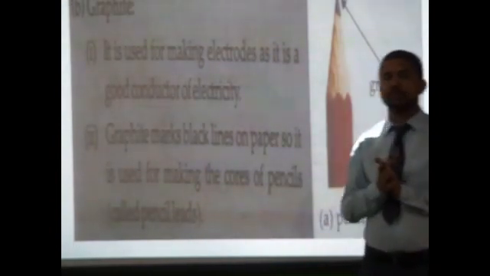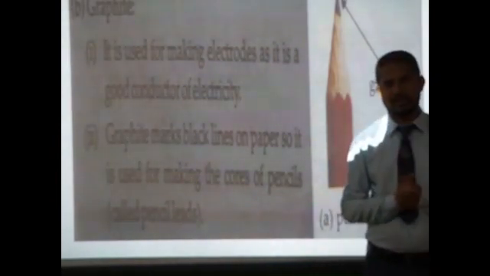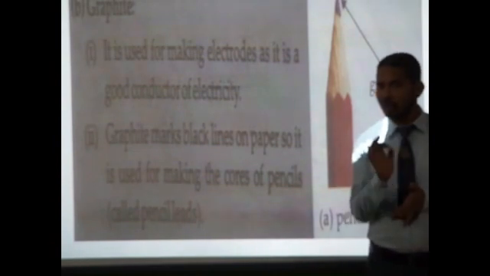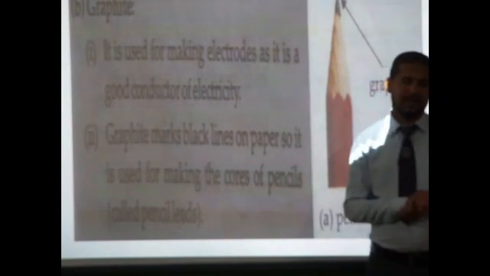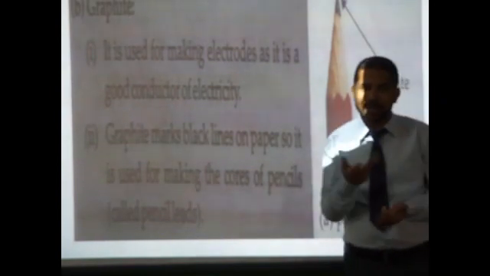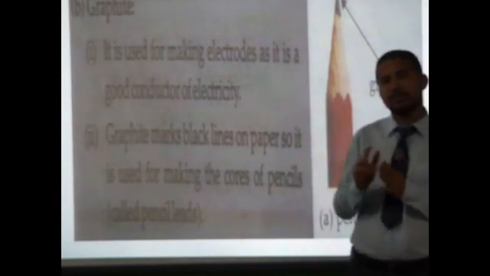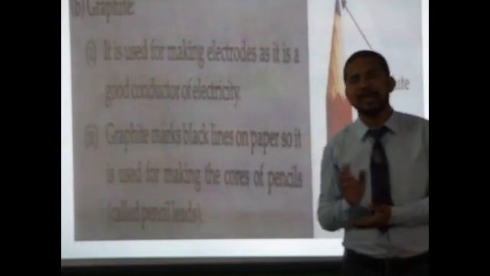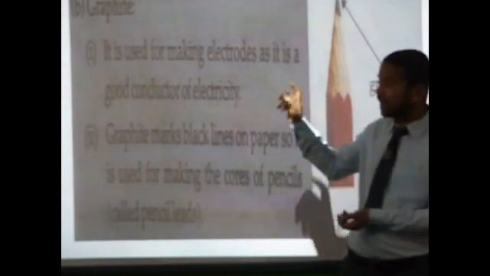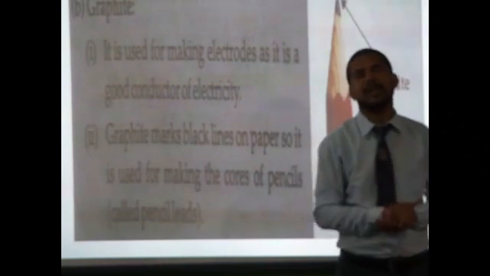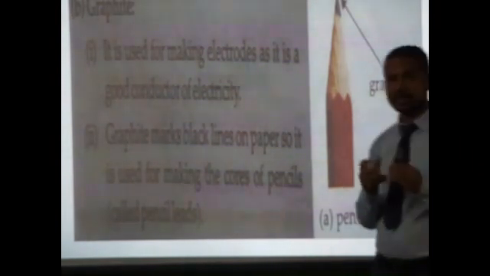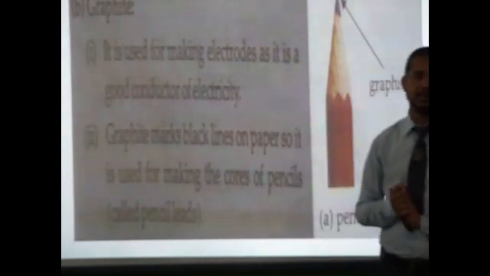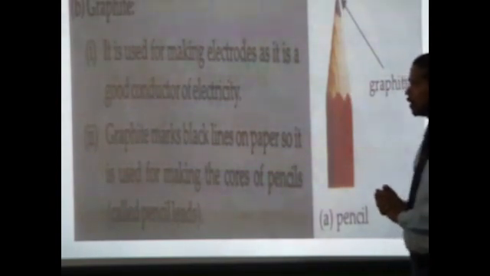Electrodes are rods or plates that are used for the process of electrolysis. That means these electrodes help in passing electricity. There are two types of electrodes. They are anode and cathode.